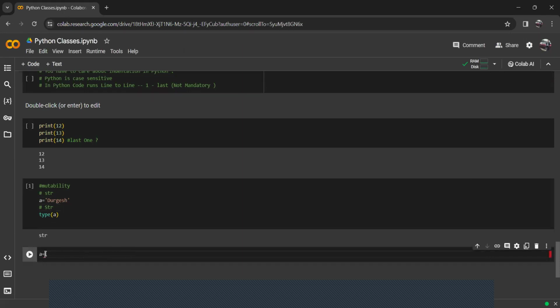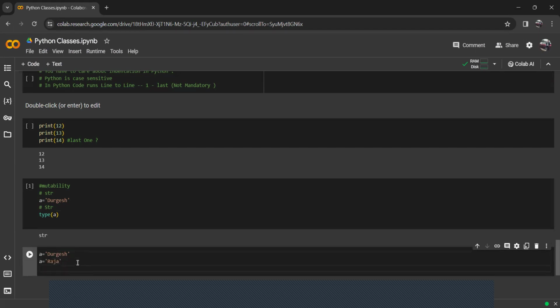Now someone has given me one code, Raja. I will tell you what he wants to ask. He's saying that I have written A is equal to Durgesh, and after that, I have written A is equal to Raja. Now he is asking, if you print A, what will happen? Now you people tell me what will happen. A simple question, for those who attended class yesterday: in Python, how does the flow work? From the first line to the last line, yes or no?